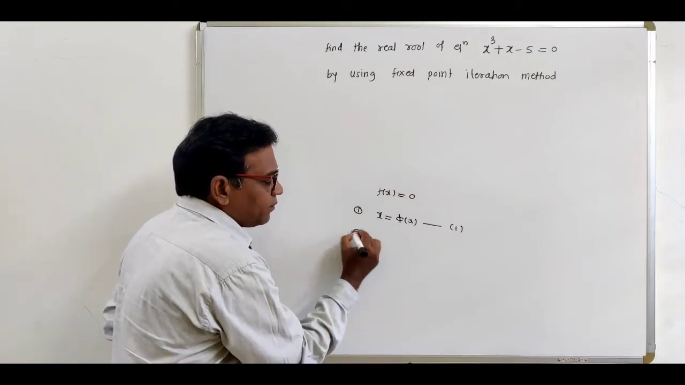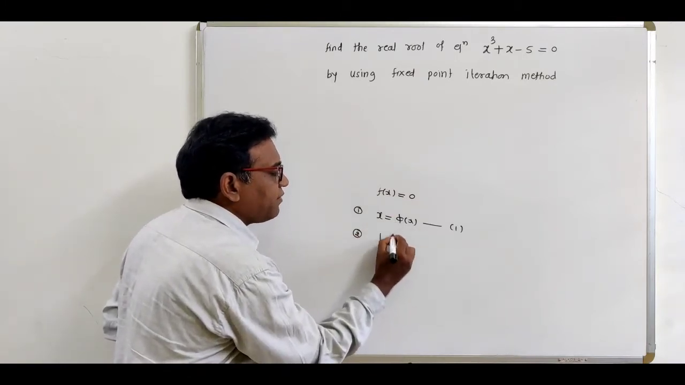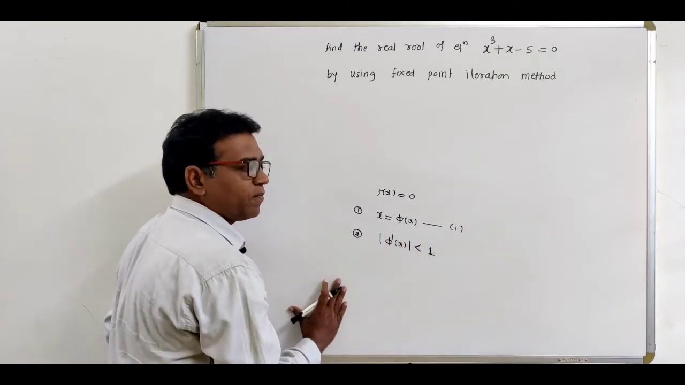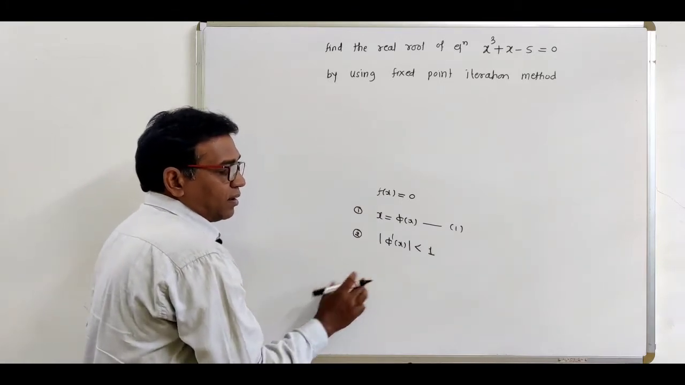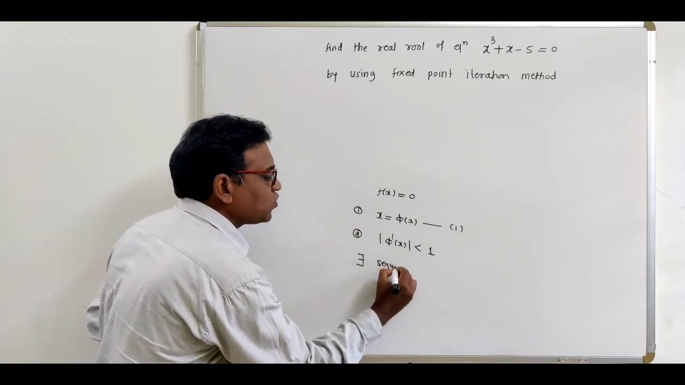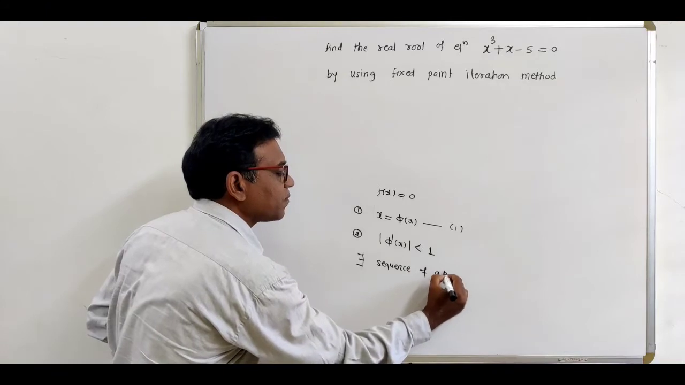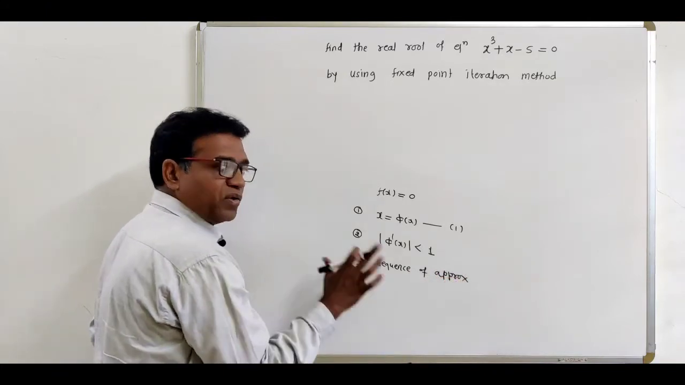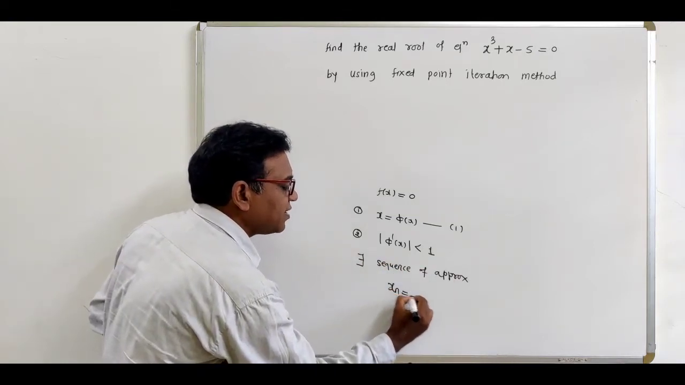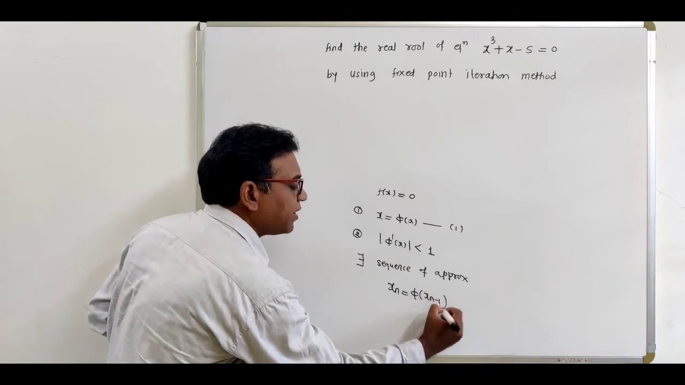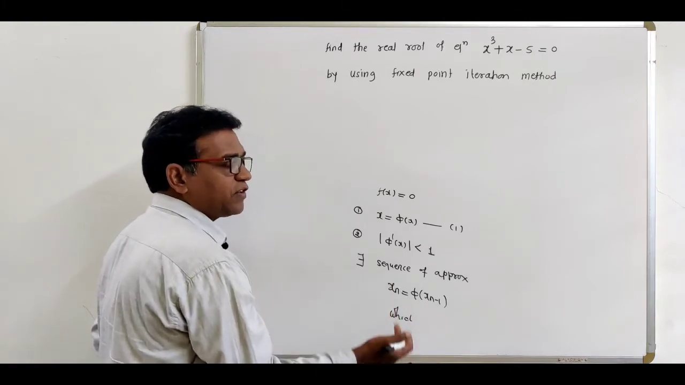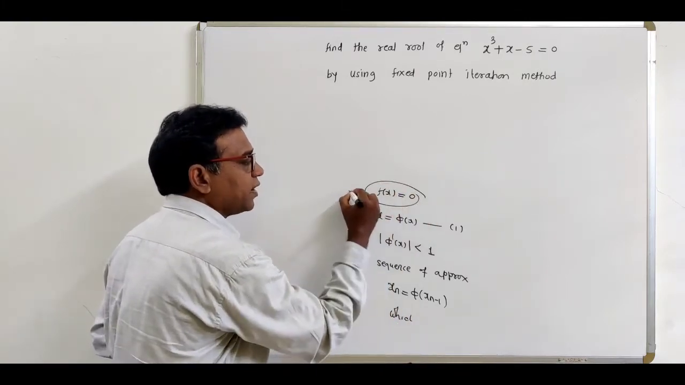Now what is the second step? The modulus of the derivative φ'(x) should be less than 1. Then according to the working rule, there exists a sequence of approximations, suppose x_n = φ(x_{n-1}), which converges to a fixed point, and that fixed point is the real root of this equation.